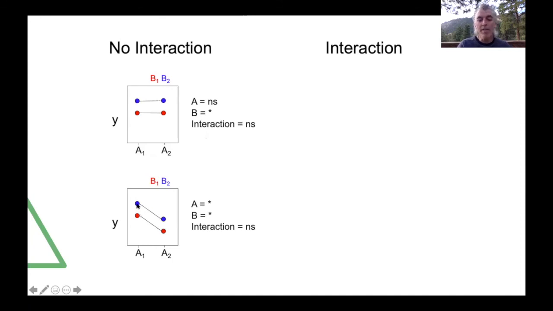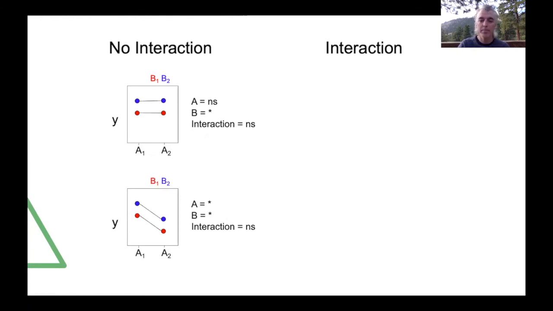Similarly, we might find that there is an effect of B. The blue dots are above the red dots. There is also an effect of A in this situation. The A1 dots are higher than the A2 dots, but the effect of A and the effect of B are constant. They don't depend on the level of the other factor. So in this interaction plot, we would have an effect of A, an effect of B, and no statistical interaction between A and B.